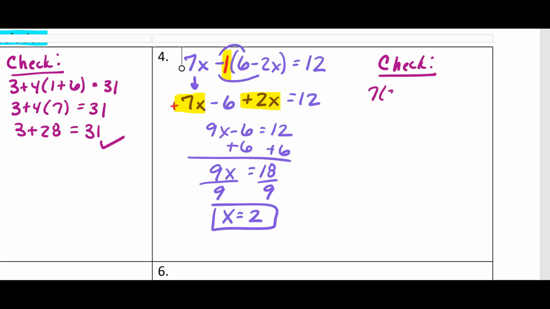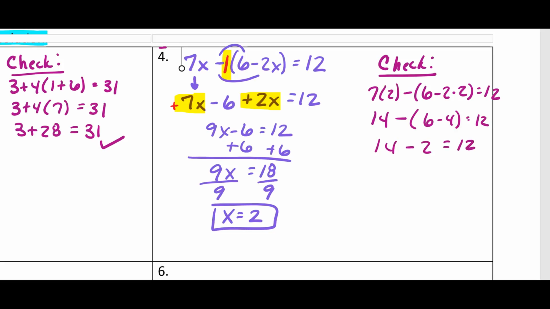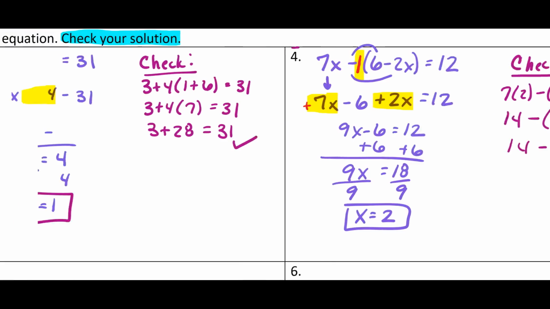So 7 times 2 minus 6 minus 2 times 2 should equal 12. So 14 minus 6 minus 4. So 14 minus 2, which is 12. So that is the correct answer. Okay, let's look at number 5.